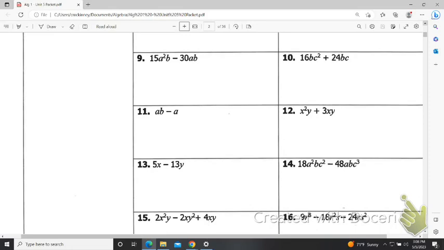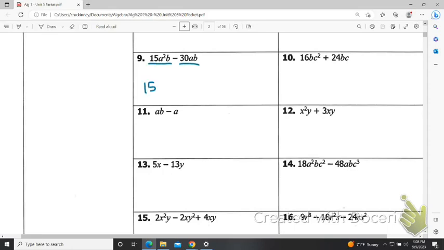So for number 9, 15 and 30, yes, 5 goes into both of those, but 15 goes into 30, so you need to go that big. If you only did 5, you would end up inside with a 3 and a 6, and 3 and 6 still have something in common. So if that happens, you need to back up and take out more. So in this case, 15 goes into both.